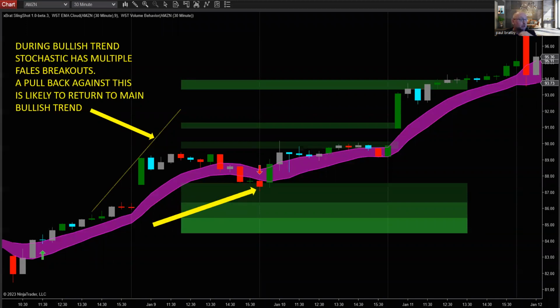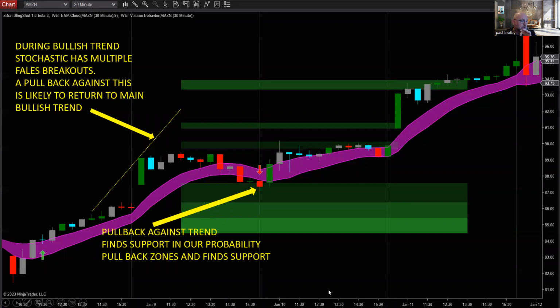The next thing is the pullback. So what we're looking for here is to measure the pullback against the main trend. So the pullback against that trend finds support in our probability pullback zones, okay? And this is where it's got to find support if we're going to trade with the trend. So the top zone is an 85% probability, 80% probability is the middle zone, and 75% probability is the bottom zone. Those probabilities are to hit this second target zone here. If I just put those target zones on.